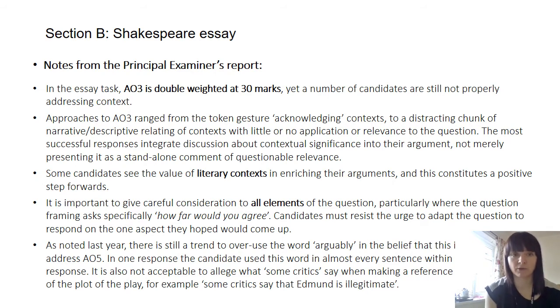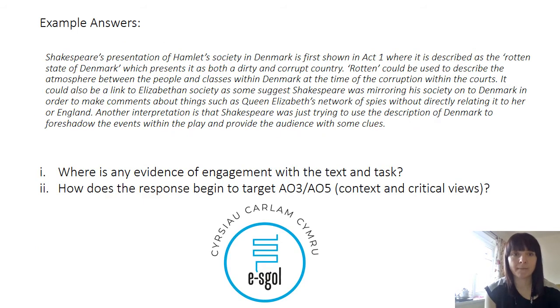If you've got some named critical readings that you can possibly implement, obviously in relation to your argument in the course of your response. So example answers here, okay, so here what we're looking at is where is then the evidence of engagement with the text and task? How does the response begin to target AO3 and AO5? So we'll have a read of this.